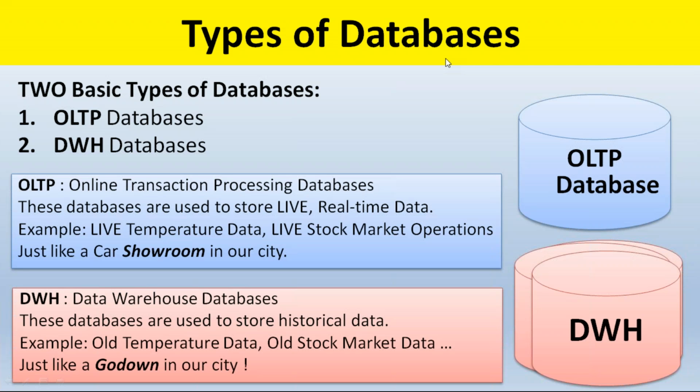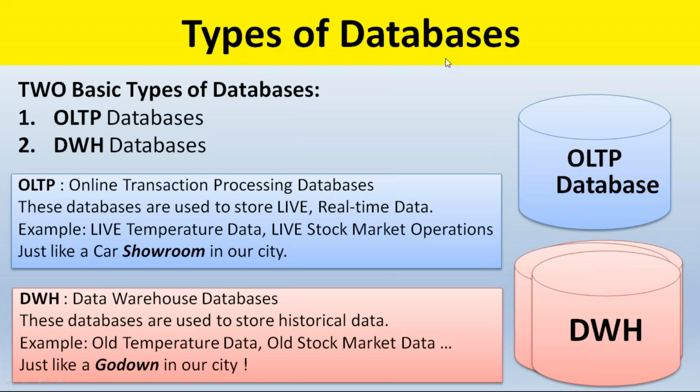So we have two types of databases. OLTP, data warehouse. OLTP is like living data, live data, real-time data, like a live ongoing IPL match data. Live stock market operations, or today it's elections. Say live election poll reports we see in NDTV and a few minutes back in our Republic TV. Today it's an election day, right? So we see live data, that is OLTP.